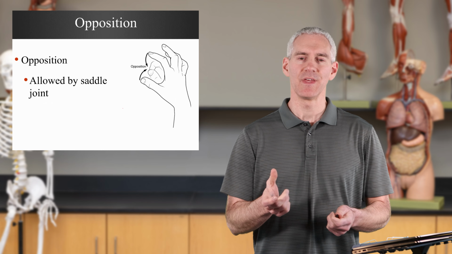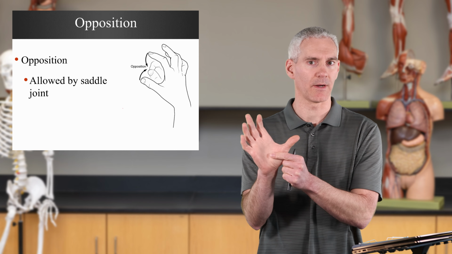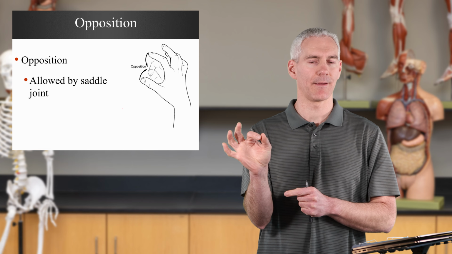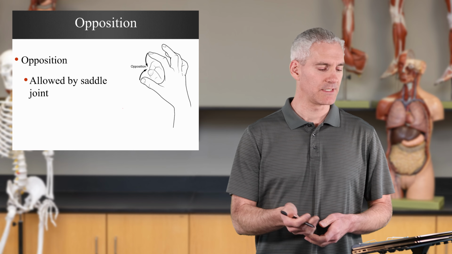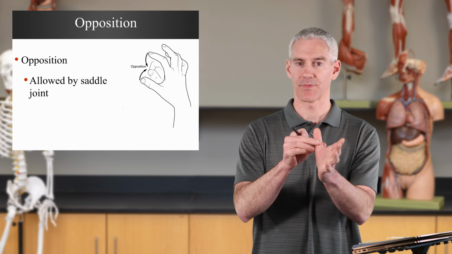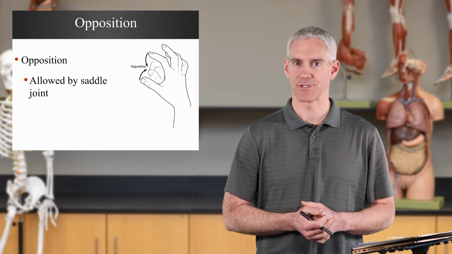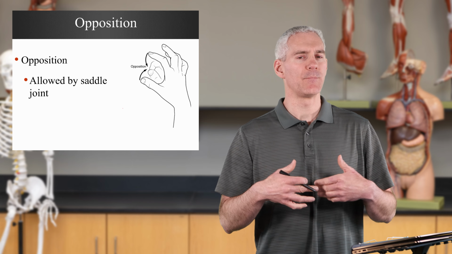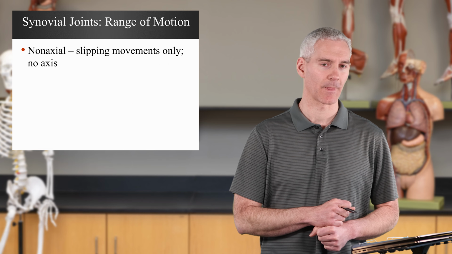Opposition. This is specific to the hand. Your thumb, referred to as the opposable thumb, can be opposable to each of the 4 other digits. So the idea of opposition. Your thumb can wrap around and touch the other 4 fingers. Opposition. So a few different movements of how the synovial joints can function, how they can move.